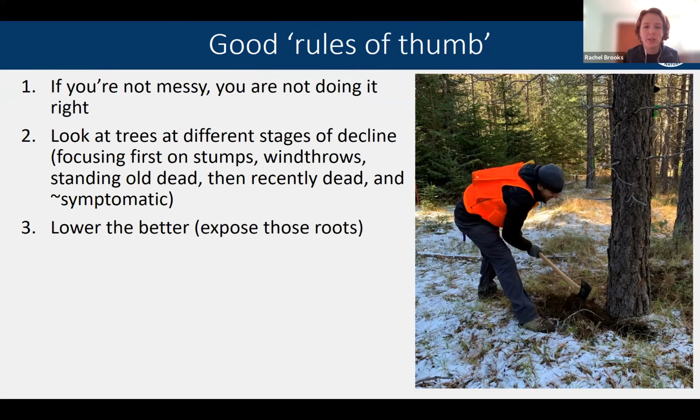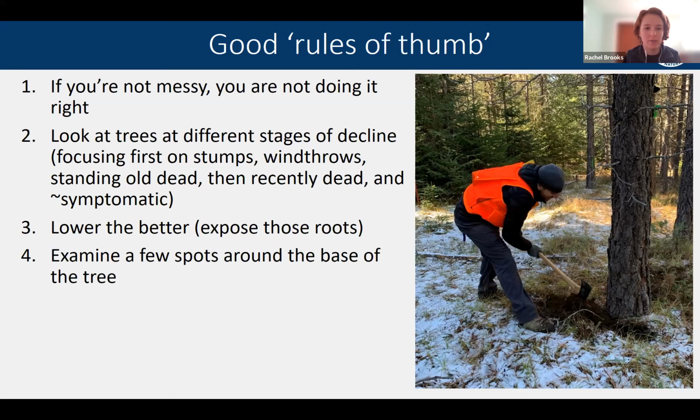The next thing to think about is, for each one of these trees you're looking at, the lower the better. You want to get down to the roots. This is a root rot, so the more roots you see, the better chance you have of seeing the rot. And for every tree you're looking at, you want to examine a few spots around the base of each tree, because you might not get lucky enough on one side. You might need to go to the other side to find what you're looking for. And then lastly, this often takes numerous trees to find something that you're confident about. So don't feel bad if you're on tree number 5 or 6 or a dozen, trying to learn your area and find something that is obvious to you about what's happening.